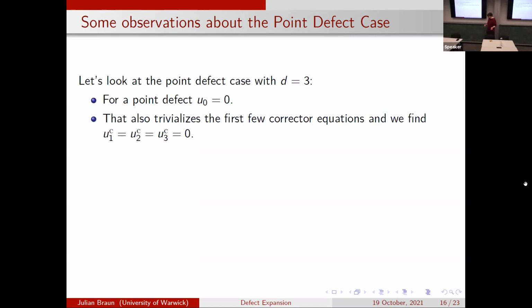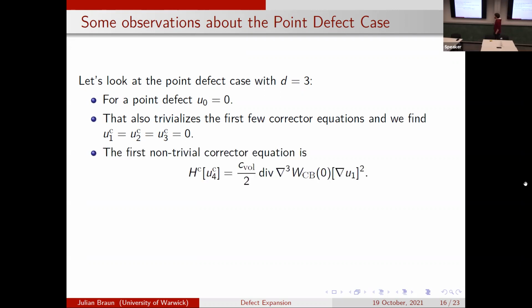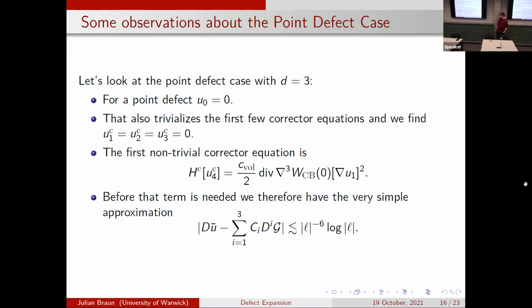But that means that all the corrector equations are actually trivial, right? They only use U0, which enters on the right hand side in every term. So the first 3 continuum correctors are 0, even after U0. And that means that actually the first one that's non-trivial is U4C. And that means before that, you only have the multipole terms. And so you get a much simpler theorem. If you cut it off there, after that you get the full complexity.